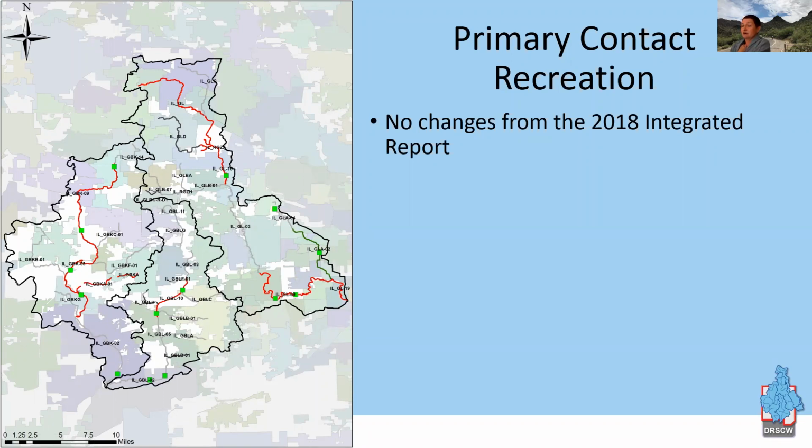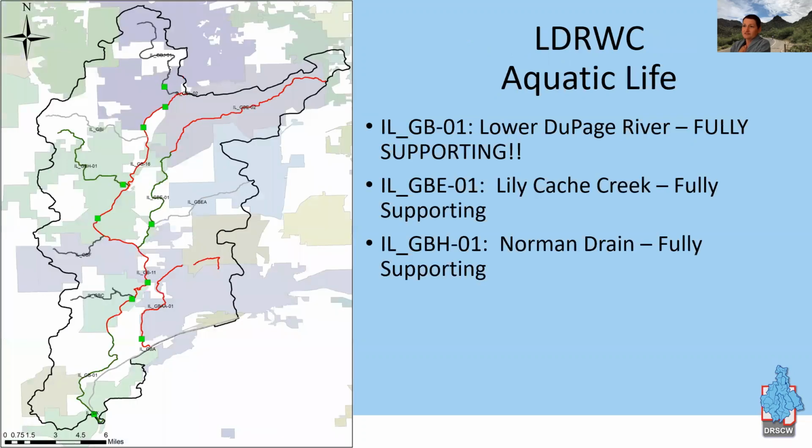So that kind of summarizes our watershed, but before we leave, we did also have some good news down in the lower DuPage. The lower DuPage has 3 segments of their streams that are fully supporting for aquatic life. Some are historical. The Lily Cache Creek and the Norman Drain have been fully supporting for a while, but that lowest section of the lower DuPage River, which is down from Shorewood down to the dam on the main stem, is now fully supporting its aquatic life use. So its macroinvertebrates and fish populations are showing that it's fully supporting there. So some good news down there as well.